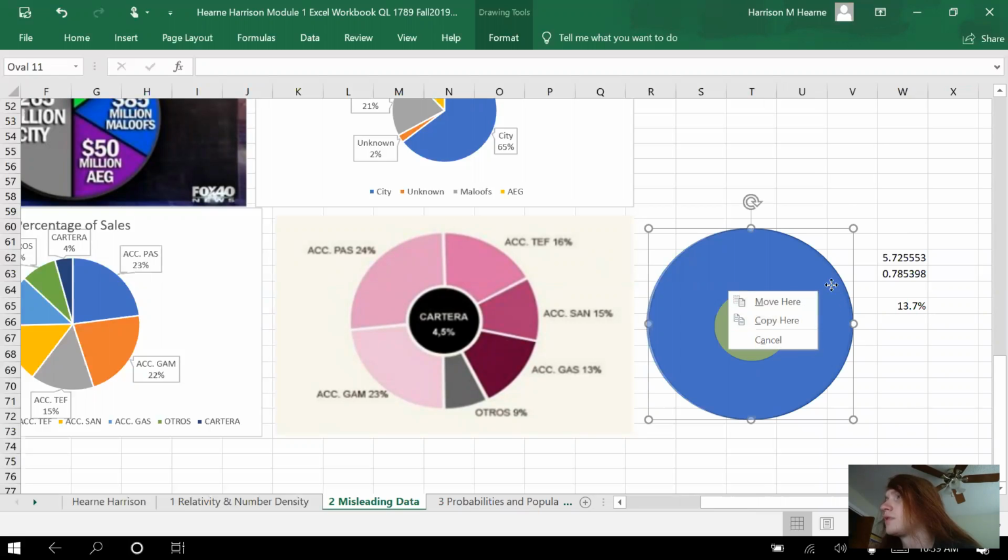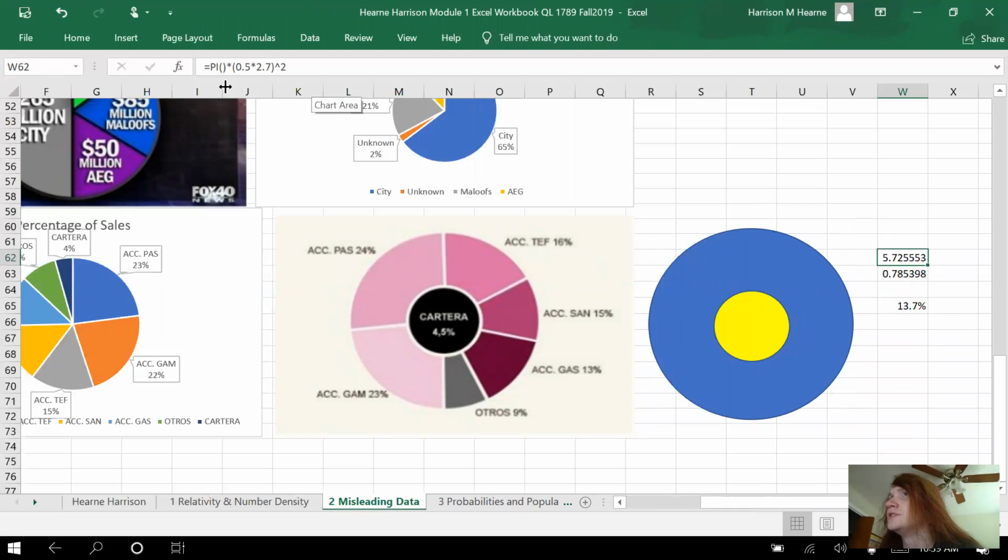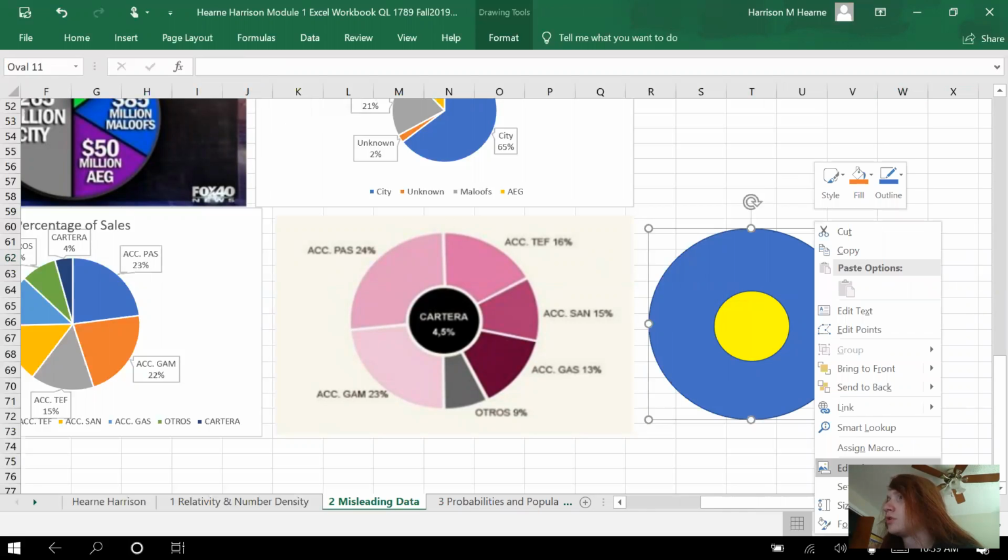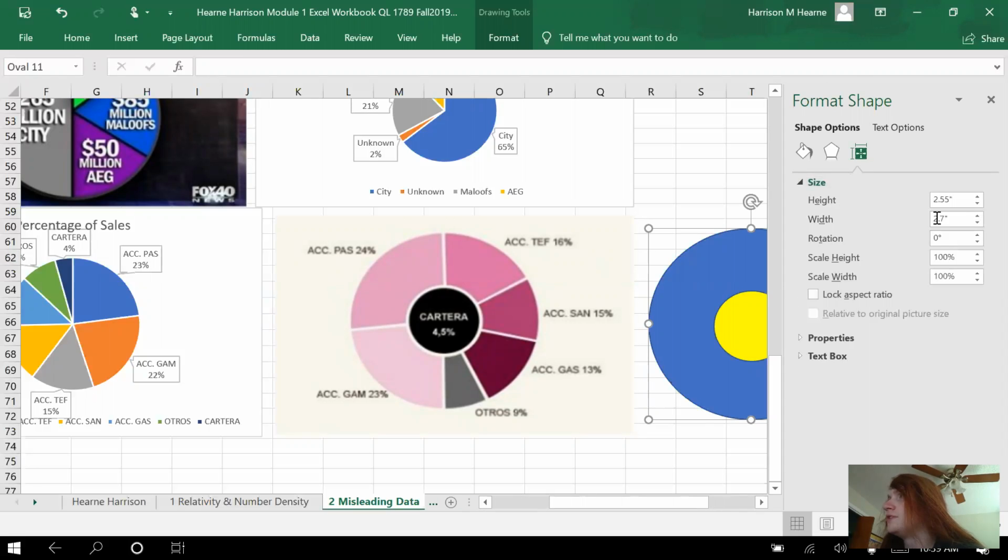because the formula to find the area of a circle is pi, which we have up here, pi times the radius of the circle squared. So if you go back to that format shape like I was talking about, you go to size, this width here is how wide the circle is.